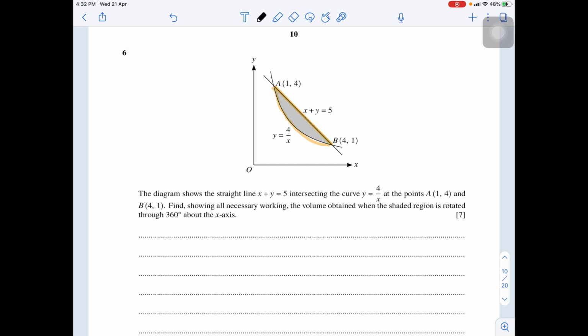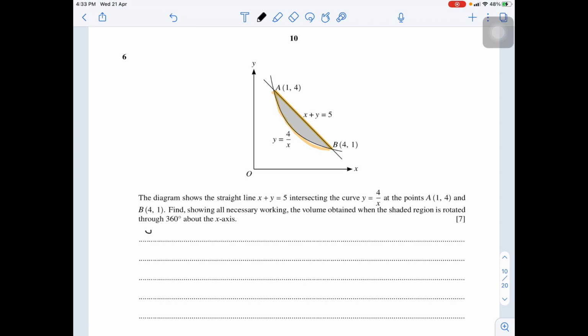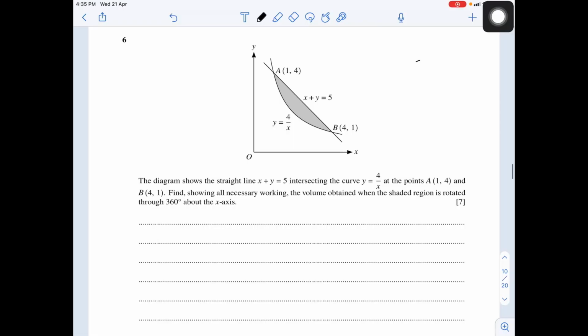So that's what I will do. Area under the line, the region under the equation of the line, minus the area under the curve. All right, let's try that. So required volume. First, let me write two equations. One equation is y1, which is, okay, x plus y is 5, so I'm writing y is 5 minus x. So y1 is 5 minus x. The other is y is 4 over x, so I'm writing y2 is 4x to the power negative 1. When you write in this form, it becomes easier to integrate.